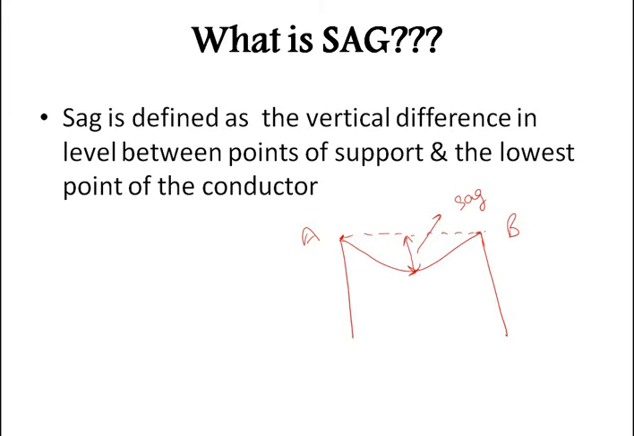And the span can be defined as the distance between the two towers. That is, this is known as the span, the distance between two towers. In definition, sag is defined as the vertical difference in level between the points of support and the lowest point of the conductor. So now, what is the calculation of sag at equal levels?